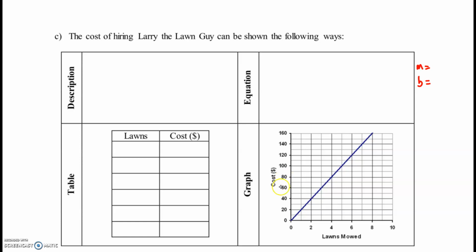We also need to have let statements because they didn't give us any variables. So we have cost and lawns mowed. So we'll let C represent the cost. And we'll let N represent number of lawns mowed.